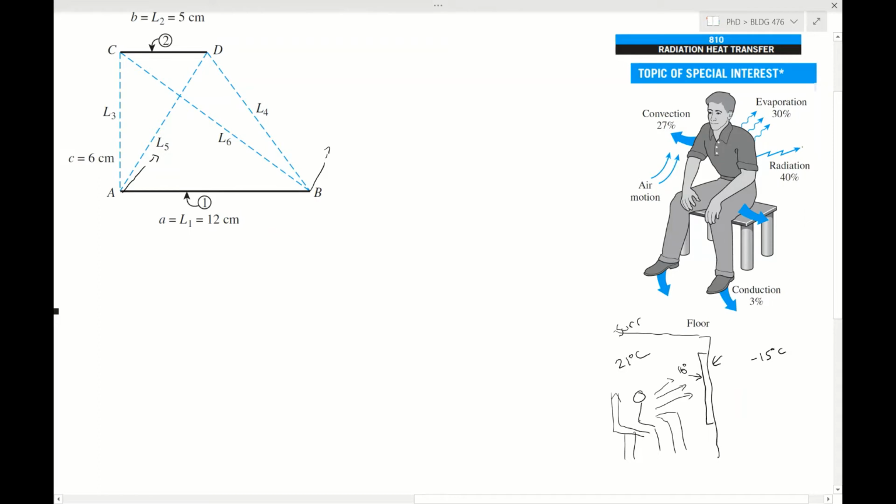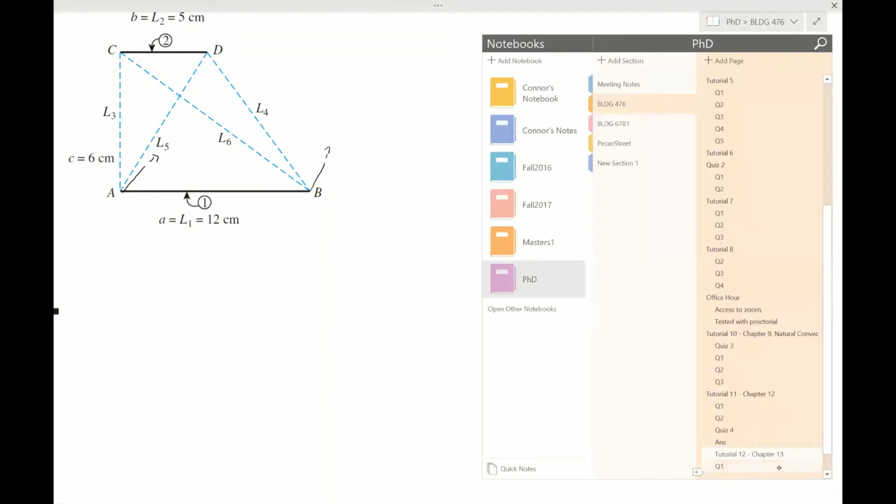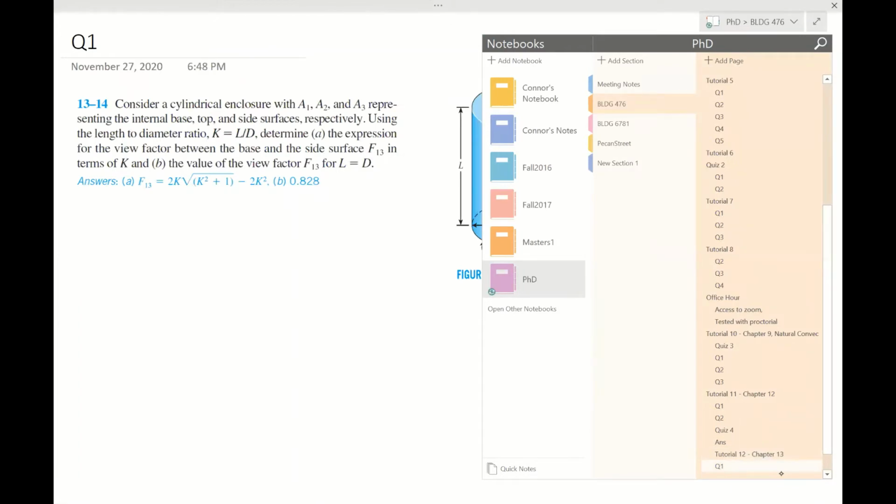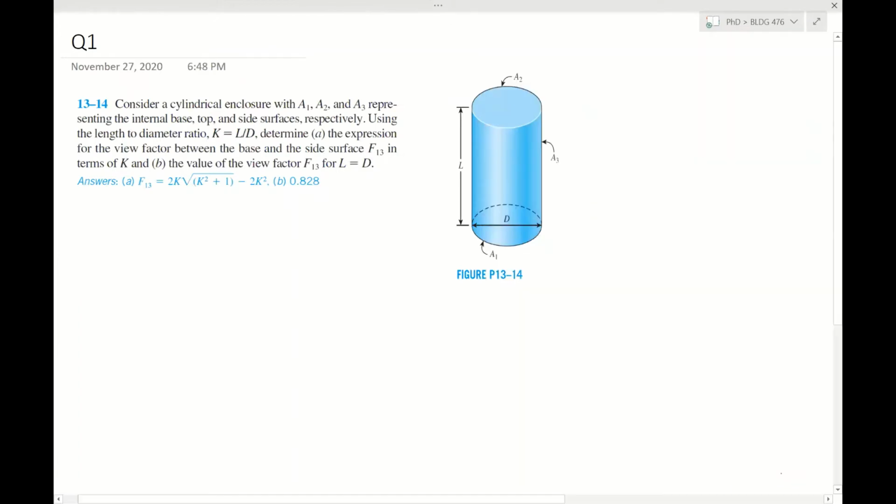So hopefully that's a little bit more of a practical example. And I'm sure in your other classes you've seen, there's a couple view factor calculations that are specifically for these situations that are developed within the building engineering community. These ones that we're going to learn today are a little more general. Okay, so all that said, let's get into our first question.